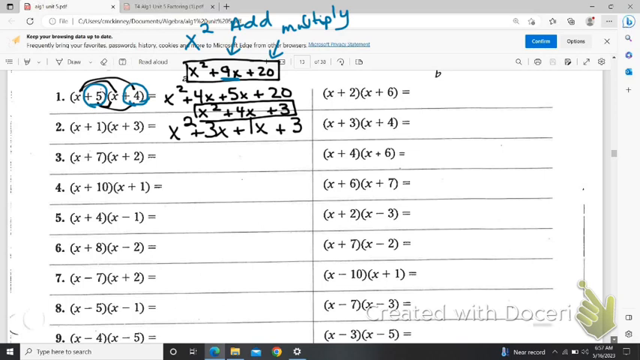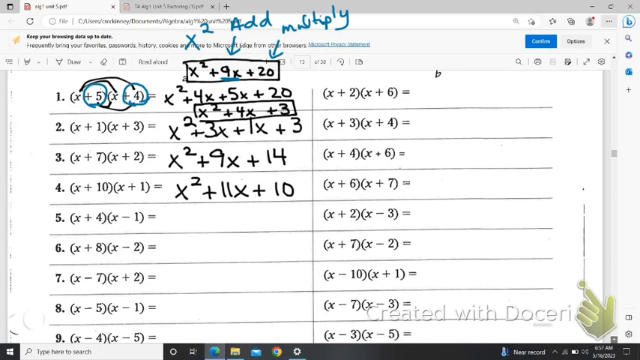So now let's try it with the shortcut. So x times x, x squared, 7 plus 2, 9x, 7 times 2, 14. Pretty tricky, huh? So let's keep going. X times x, x squared, 1 plus 10, 11x, 1 times 10 is 10. Now, so far they've all been positive.